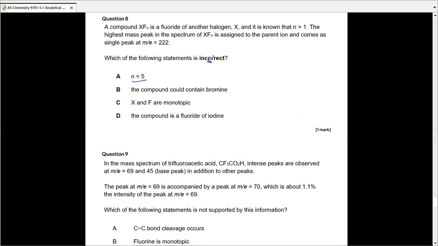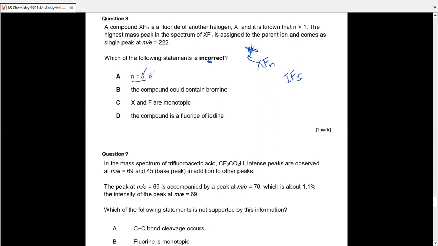Because we were supposed to find the incorrect statement, that means this is this. So I hope you understand this is this. And you already know this is not Br. Okay. So what is this? What is it then? Iodine. Iodine. Perfectly right. And this is IF5.